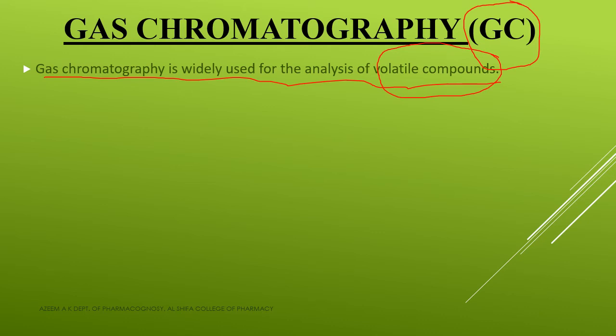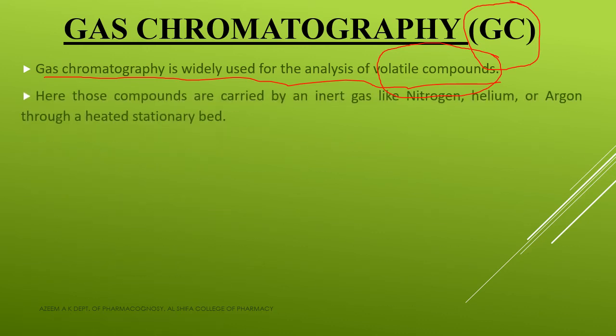So gas chromatography can be abbreviated as GC, and this gas chromatography is widely used for the analysis of volatile compounds. Clear? And here it is volatile compounds that we mean. So these compounds are carried by an inert gas like nitrogen, helium or argon. So these are the carrier gas.